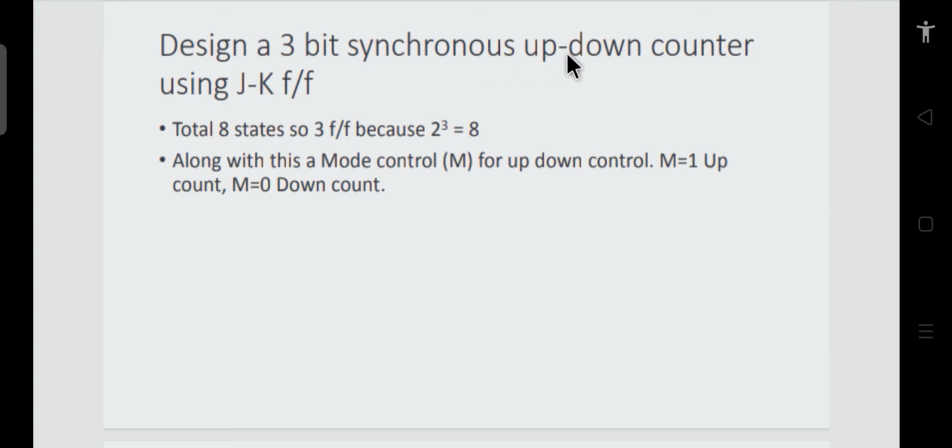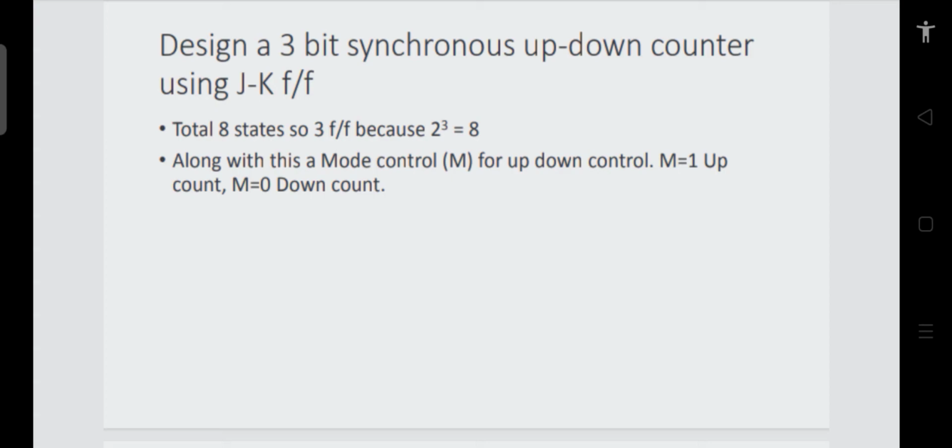And you want to make an up down counter. Here we want a circuit which can count up as well as down, depending upon some particular control input, or the mode input if you call it. If the counter is in the up counting mode, it should count in the upward direction, starting from 0, then 1, 2, 3, up to 7. And if you put the counter in the down mode, it should count in the reverse direction, starting from 7, 6, and so on.